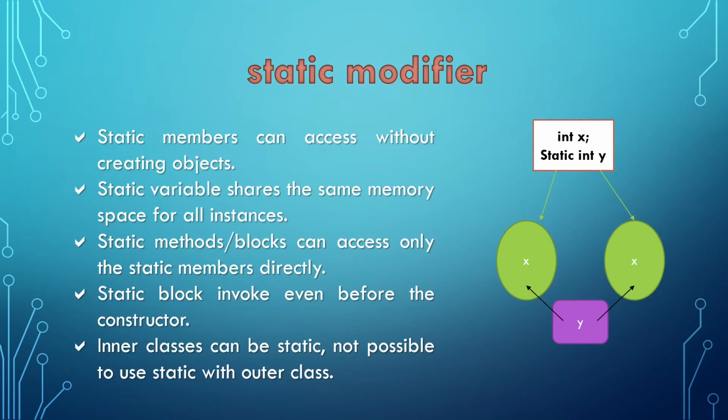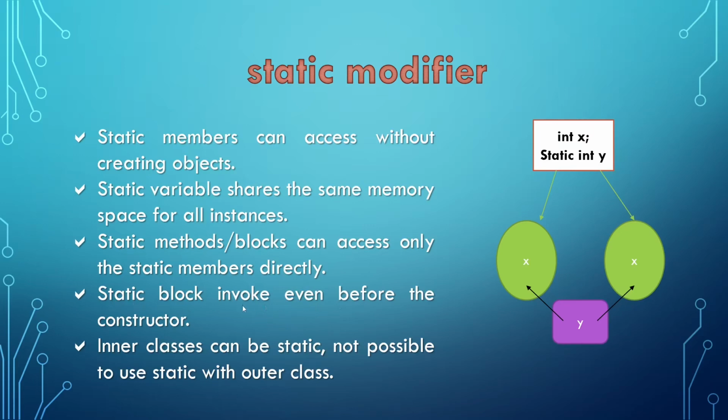We can create a static block also. To create a static block, you just put the static keyword before a block. With an example, I'll explain that. Inside that static method or block, you can call a static variable or method directly. But if you want to call a non-static variable or method, you have to create an object and call it with object dot. That's why inside the main method, we have to create a class object to call the method even if it is in the same class. Next, a static block is invoked even before the constructor.